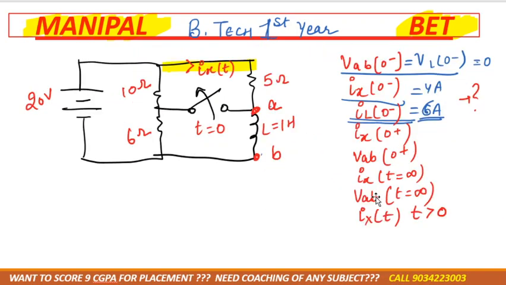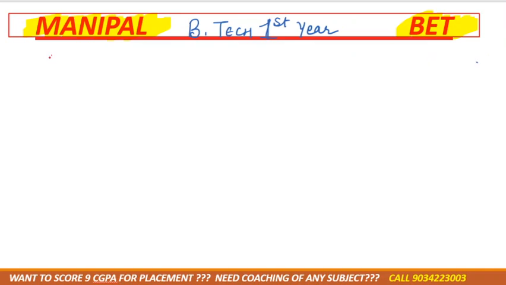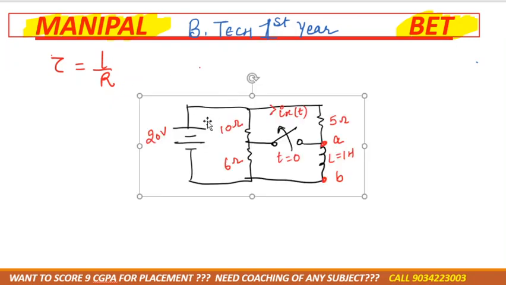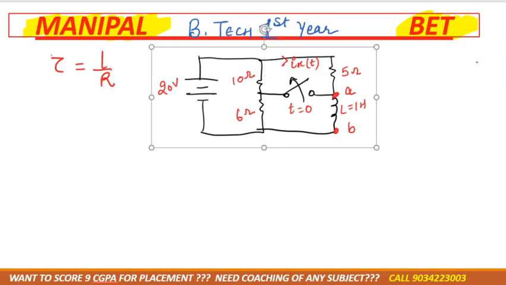Then after that you need to calculate Ix at t equal to infinity and VAB at t equal to infinity. So draw the circuit at t equal to infinity, then you will get the value. Last and final, I am telling you Ix of t for t greater than 0. How will you get it? As you know the Ix equation, for that you need to calculate tau only, right? And tau is how much? L by R, right? For that you need to calculate R equivalent.